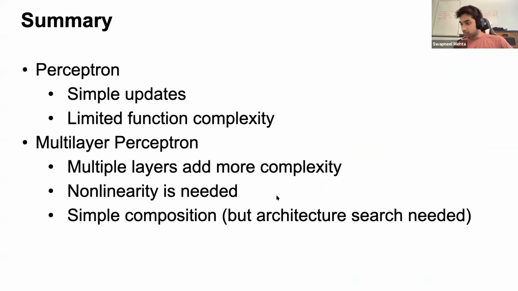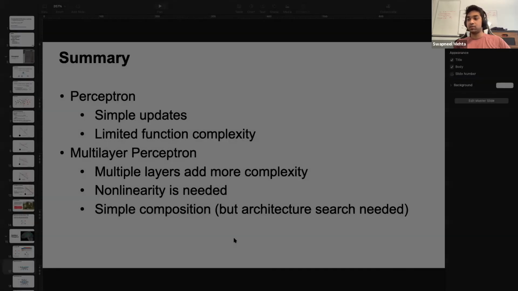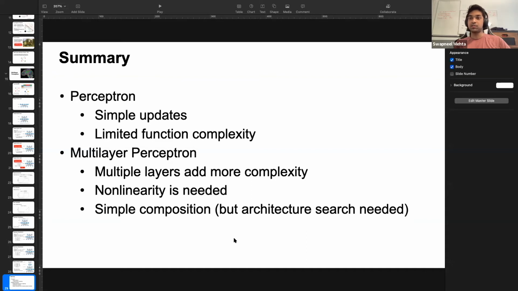Let me clear this. So far we have spoken about the perceptron, the multi-layer perceptron, the learning algorithm, and why we need nonlinearity. We don't know what sort of architecture works, so architecture searches are needed, but we know that we can compose layer upon layer. And that's it for that section of the presentation.